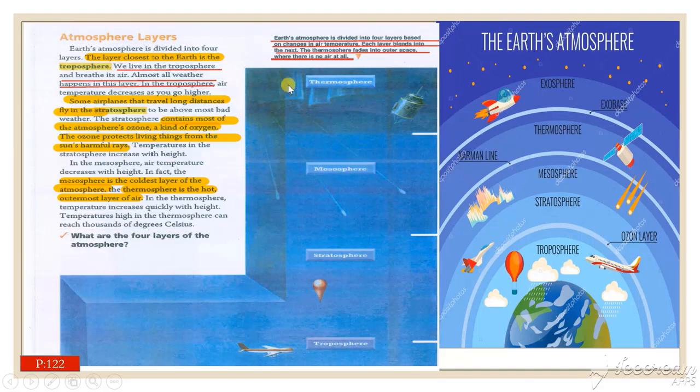After the mesosphere comes the thermosphere. What is the thermosphere? It is the hot outermost layer of air. What is the difference between the mesosphere and the thermosphere? The mesosphere is the coldest layer of the atmosphere, but the thermosphere is the hottest layer. Question: what are the four layers of the atmosphere?